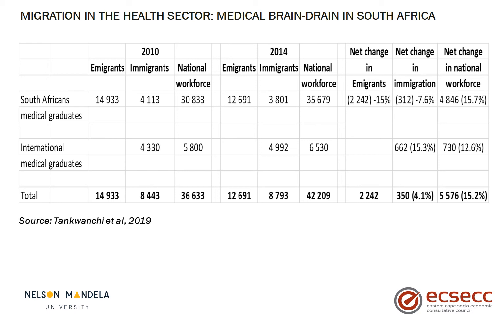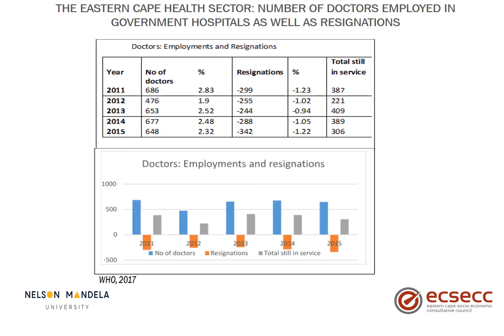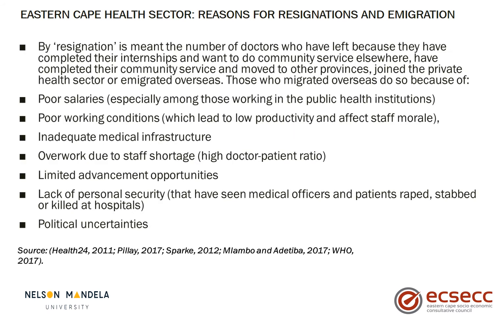of medical personnel. Now, within the Eastern Cape government, these are the number of doctors that were employed, the resignations, and the total that are still in service. The resignations significantly reduced the number of doctors in the employ, and we have no statistics to show whether there has been equal employment to replace these resignations. Had that not been done, this causes a shortage of personnel in the health sector. And what are the causes of this resignation? Poor salaries, poor working conditions, inadequate medical infrastructure, overwork due to staff shortage, limited advancement, lack of personal security, because some medical officers have reportedly been raped and stabbed in hospitals, and political uncertainties.